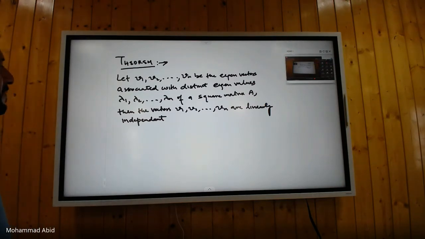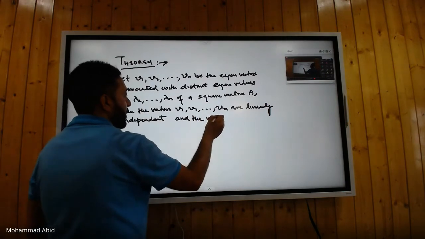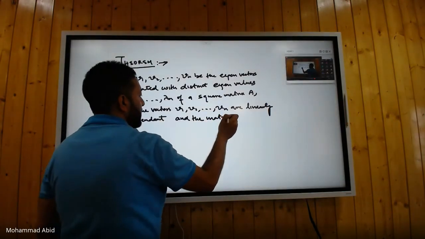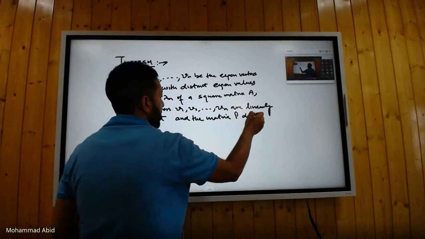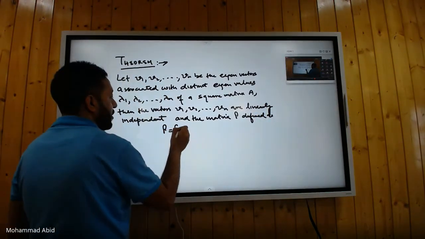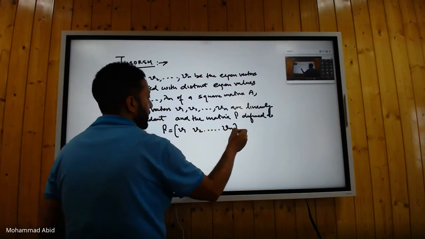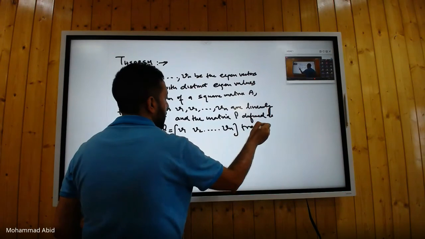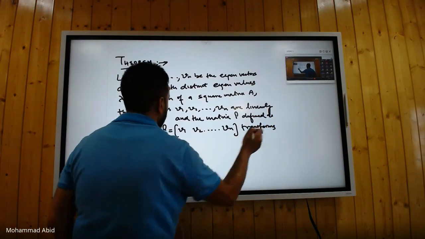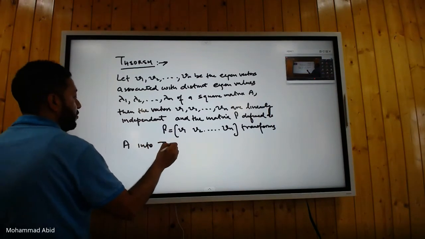We have to prove that the vectors V1, the theorem states that the vectors V1, V2 up to Vn are linearly independent, and the matrix P defined as P is equal to V1, V2, so on up to Vn transforms A into Jordan's canonical form.